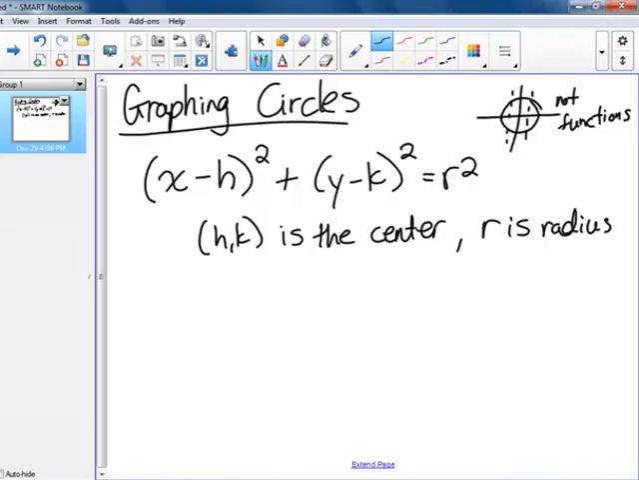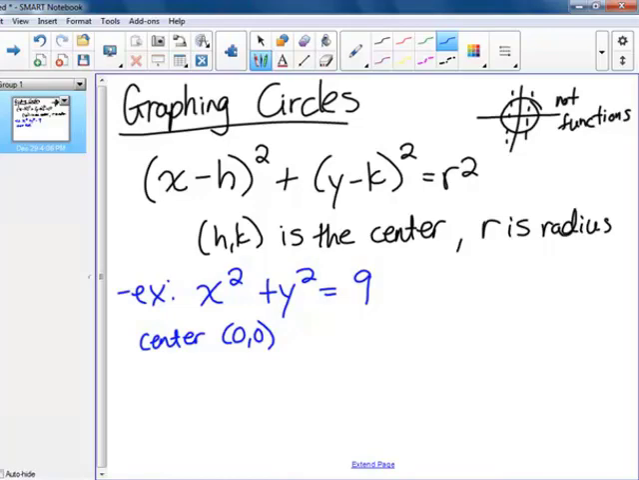So if we have, let's say, for example, one more basic one, x squared plus y squared equals 9. In this case, the h and k would actually be 0. So the center would be (0, 0). And in this case, if we look at the radius, what squared gets me 9? It would be 3. So let's see if that makes sense when we graph it with a few points.